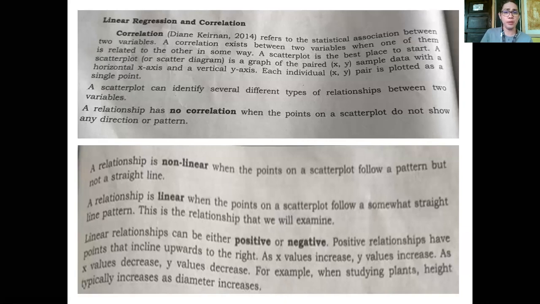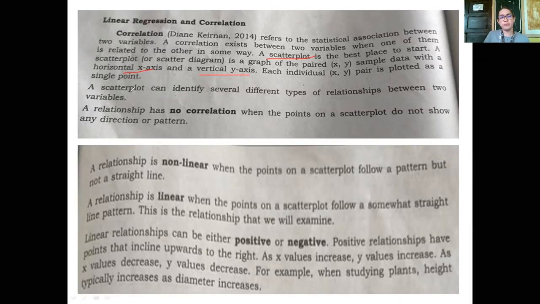So a correlation exists between two variables when one of them is related to the other in some way. A scatter plot, I'll highlight this one, is the best place to start. With a horizontal x-axis and a vertical y-axis, a scatter plot is a graph of paired sample data. Each individual xy pair is plotted as a single point. So you are just plotting points in here.